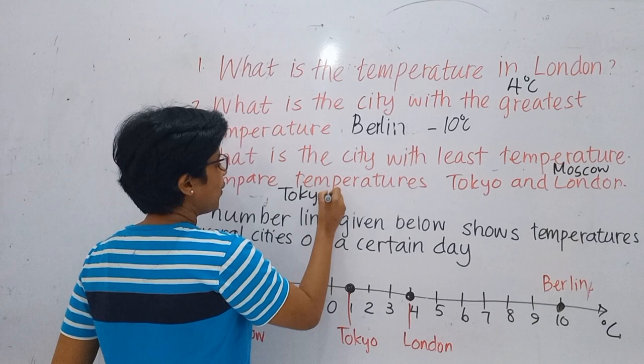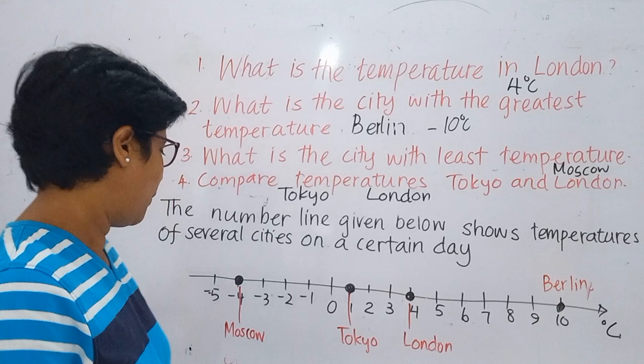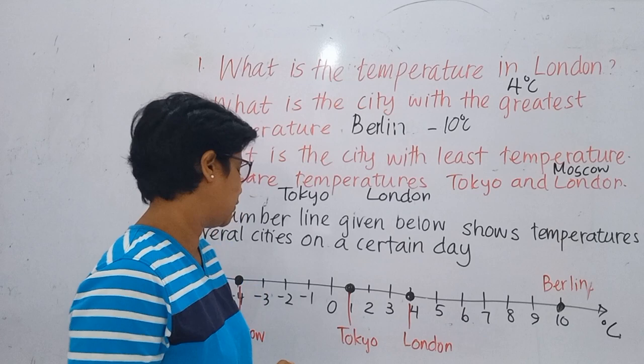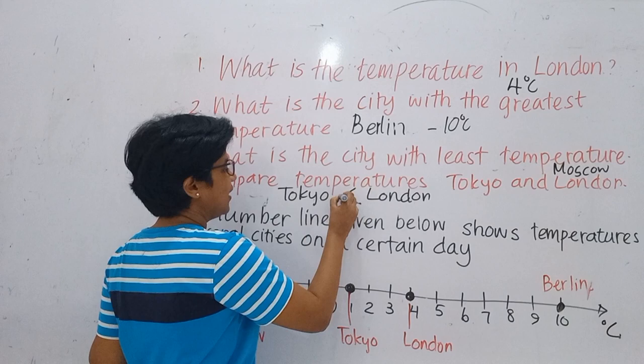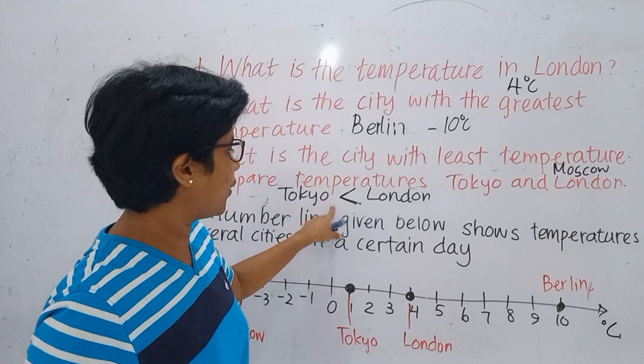Tokyo, London. How do you compare? You have a symbol. What is the town with greater temperature out of these two? Tokyo and London. London is greater. Tokyo is less than London. This is how you should compare.